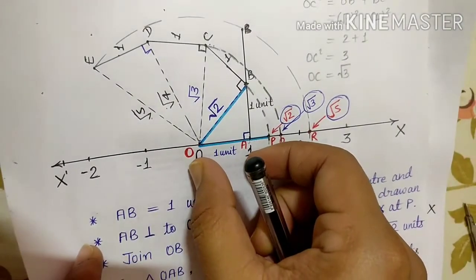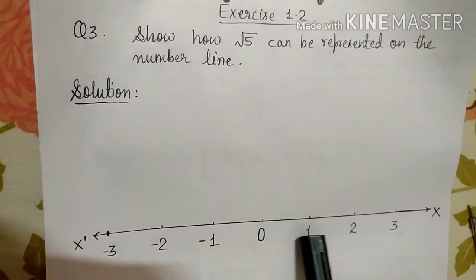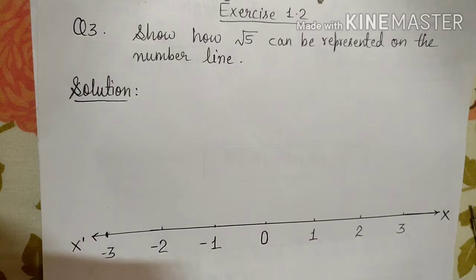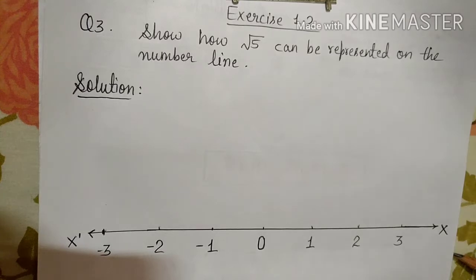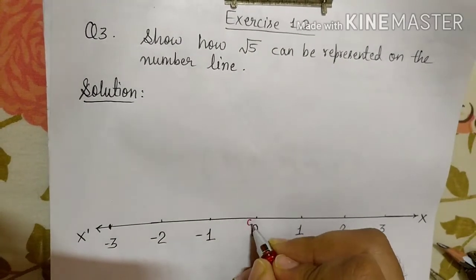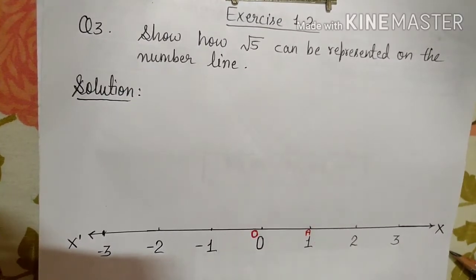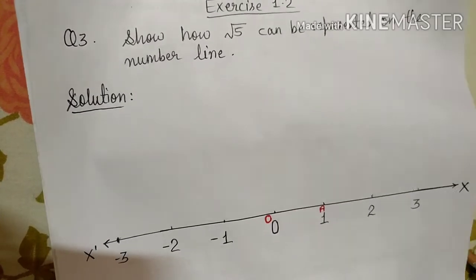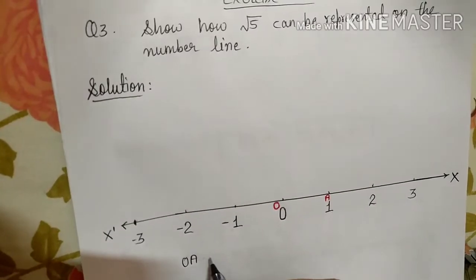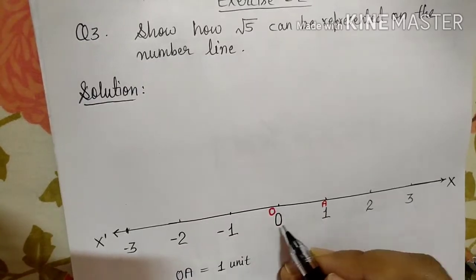So what we can do, as you can see here, we have taken a base of 1 unit. Instead of 1 unit, this time we can take a base of 2 units. Why am I taking 2 units, let me explain. First I have assumed that this 0 is O, and this 1 is A. So OA is 1 unit. Let OA equal 1 unit. But we want to take OB.